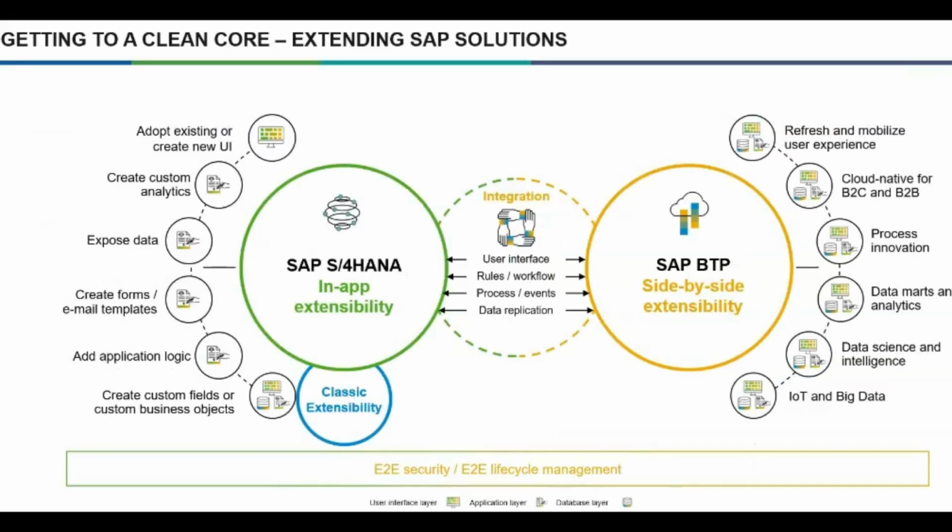Detailed picture of getting to a clean core, wherein we all used to do all the in-app extensibilities all these days, and we had this classic extensibility. Now we have got all the extensibilities moved to the side-by-side extensibility, wherein we are going to consider doing all these things at the BTP level. So this S/4HANA system will remain clean.